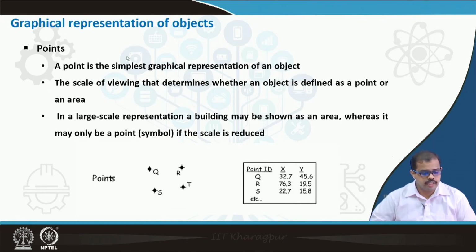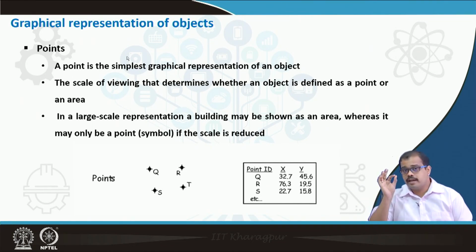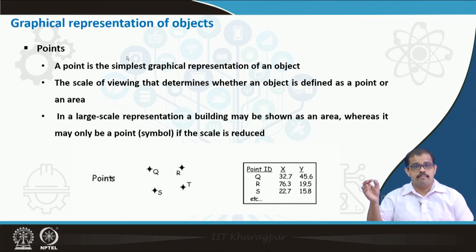When we look at points, a point is the simplest graphical representation of an object on the earth's surface. Be careful, you are representing an object, okay. You are not representing a phenomenon or area, it is an object. In a large scale representation, a building may be shown as an area, whereas it may be only a point. This is where people make a mistake. When you are representing a large scale, you represent it as an area, but it is a point only if the scale is reduced. When you are looking at the entire image, buildings can be a point, can be a polygon.